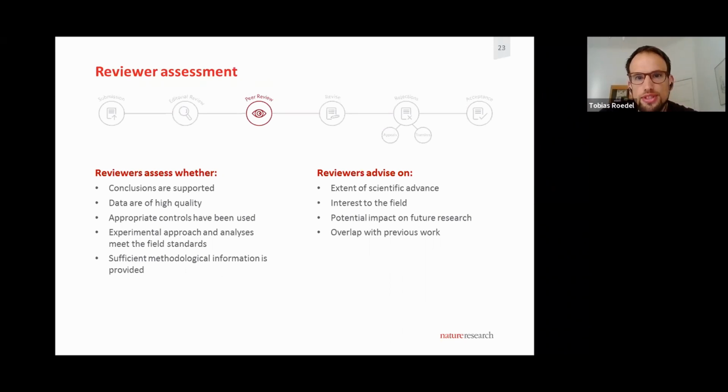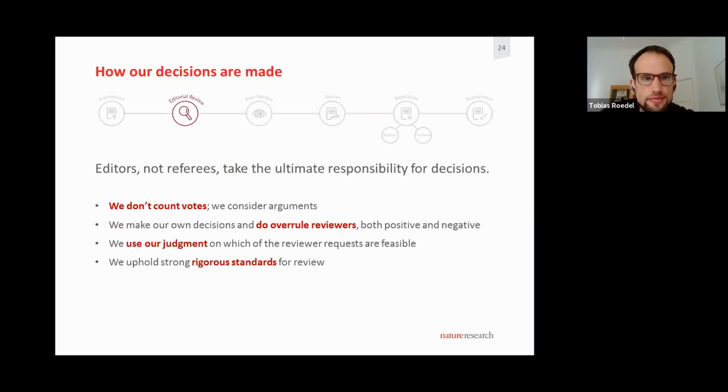And yeah, the reviewers' assessment. So as I said, they assess both the technical robustness as well as the significance of the work. So they do both a little bit of the editor job, but then also the scientific expert job. I will move on. Yeah, how our decisions are made. Again, we don't just count votes.